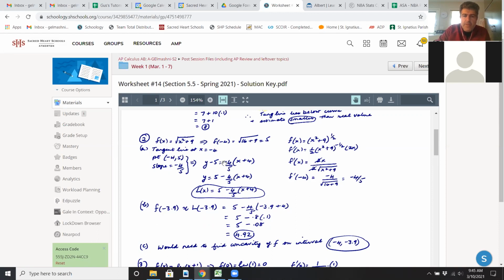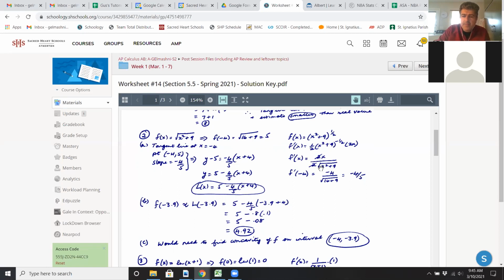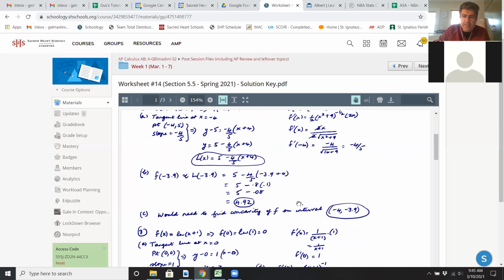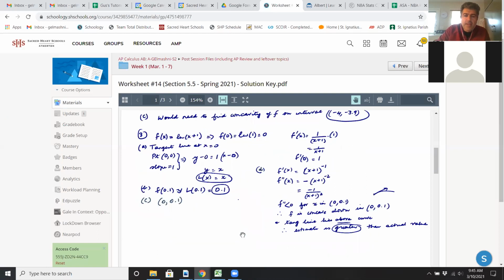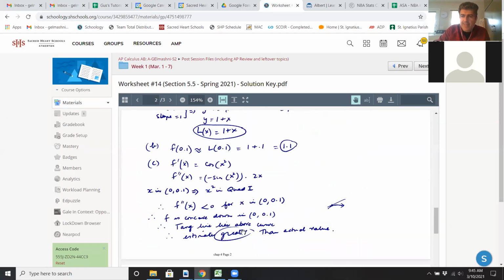But what I really care about is more parts A and B. You could obviously use your calculator and plug in a random value between -4 and -3.9 into the second derivative, or the derivative of this. So you can punch this in and have the calculator do the derivative and plug in, say, -3.95 or something, and see if that's positive or negative. Or you could, of course, just plug in -3.9 into the actual function itself and see if our approximation is an under or over approximation. So that's essentially 5.5 in a nutshell.